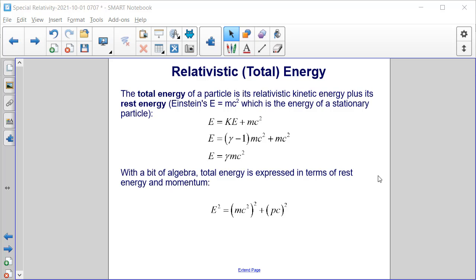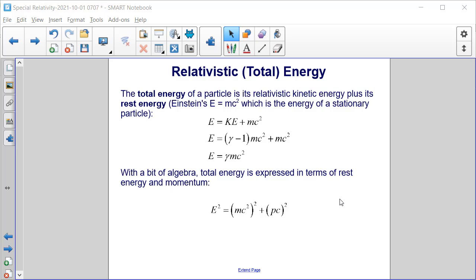The total energy of a particle is its relativistic kinetic energy plus its rest energy. Einstein's E equals mc squared, which is the energy of a stationary particle. That's the rest energy. So the kinetic energy, which is gamma minus 1 times mc squared, plus mc squared. So this simplifies if we distribute mc squared to each of these. Then we have a negative mc squared and a positive mc squared that cancel, and then we're just left with gamma mc squared.